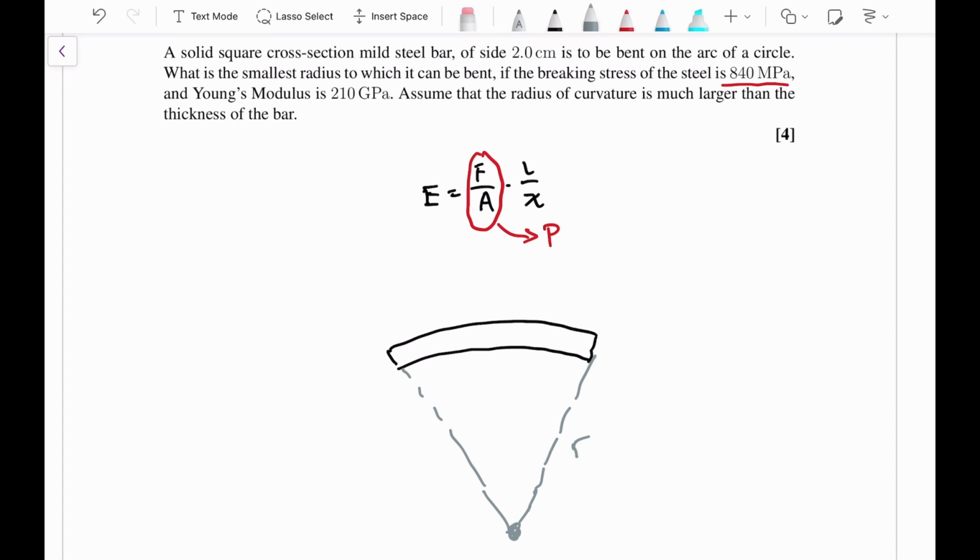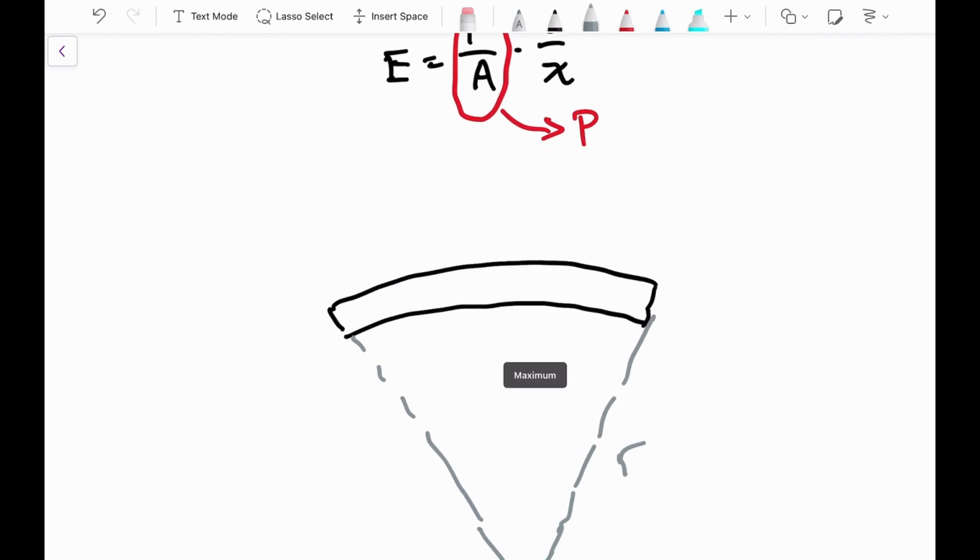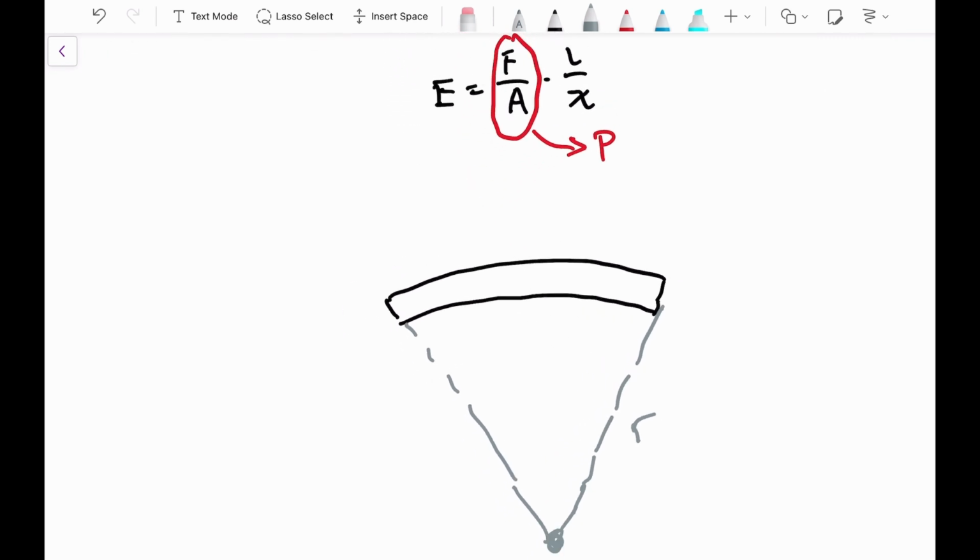So if we want to calculate the smallest value, then the steel bar has to be bent as far as possible. The steel bar is definitely three-dimensional, so we cannot look at it as a one-dimensional line. There are layers to this bar. At the middle layer, the length doesn't change. The length is still L.